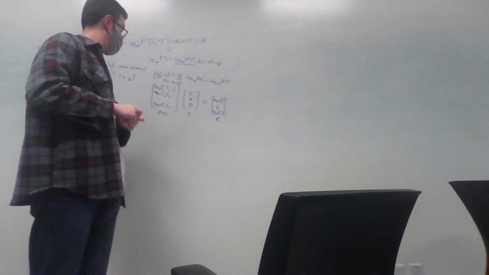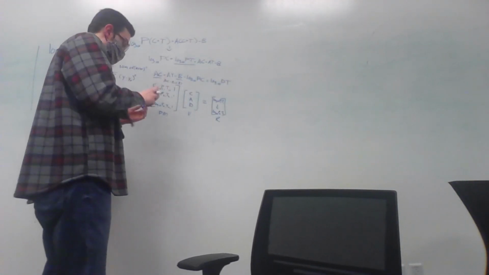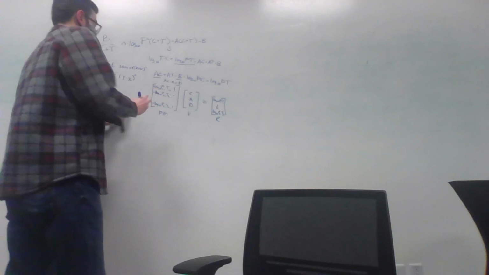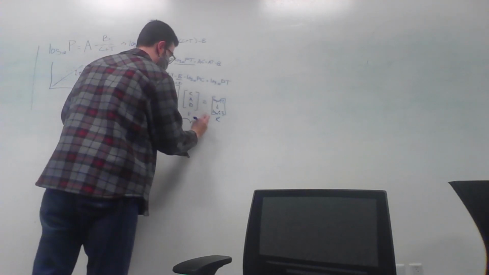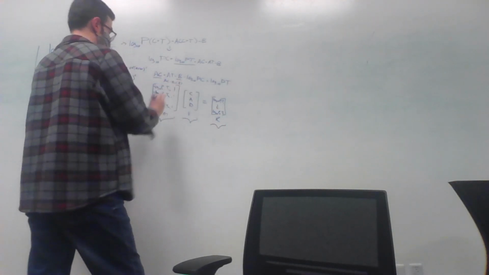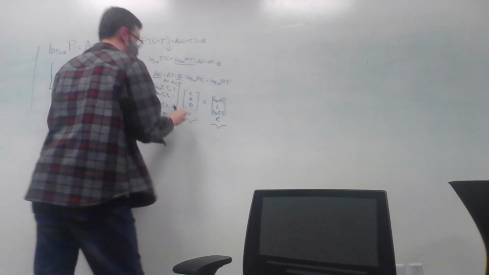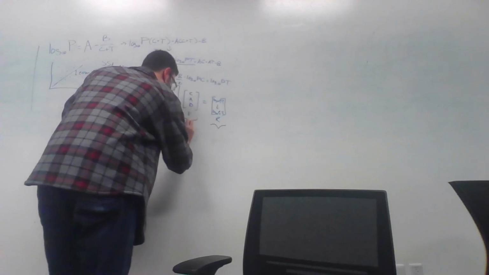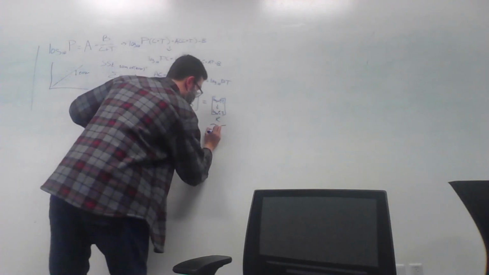So, we're going to do that. That is basically what we're going to do. So if this is an n by 3 matrix, n times 3, this is a 3 by 1 matrix, 3 by 1. And this is a 3 by 1 matrix.